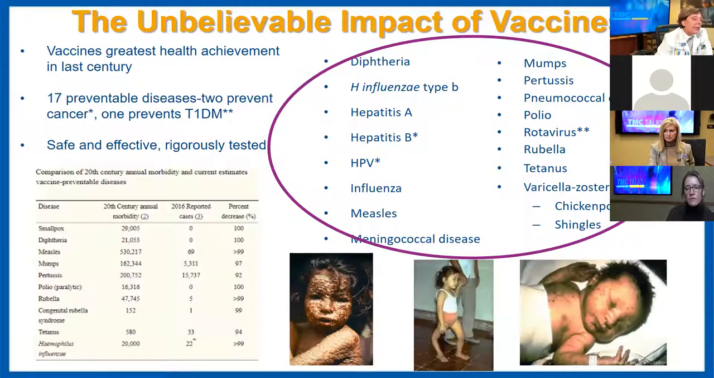So the vaccines that we're praying for COVID will be among the greatest of health achievements, as they've been in the last century. There are 17 diseases preventable by vaccines. Two vaccines prevent cancer, hepatitis B vaccine and HPV vaccine. And one appears to reduce the chance a child will develop type 1 diabetes, and this is rotavirus vaccine. If we compare 20th century annual morbidity and current estimates for vaccine preventable diseases, what we see is impressive reductions in cases of diphtheria, measles, mumps, pertussis, polio, rubella, congenital rubella, tetanus, haemophilus influenzae, which is a meningitis bacteria, and eradication of smallpox. Next slide.